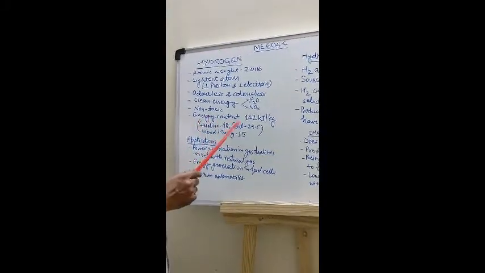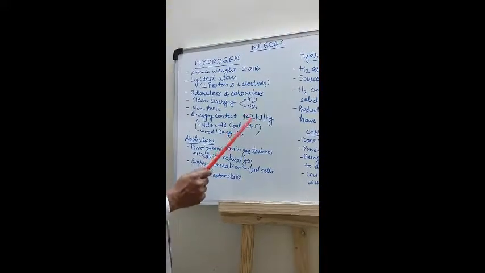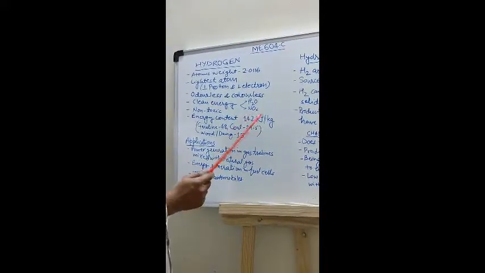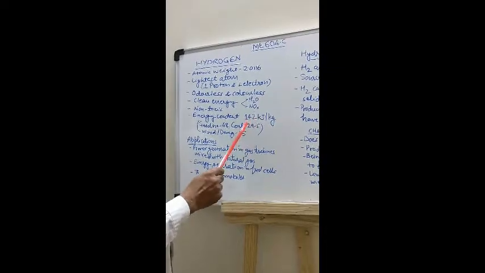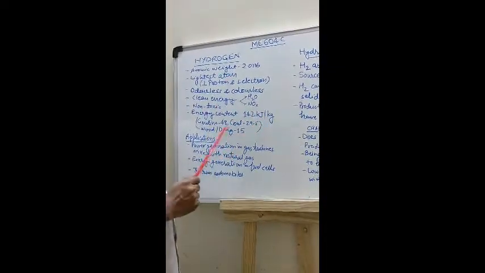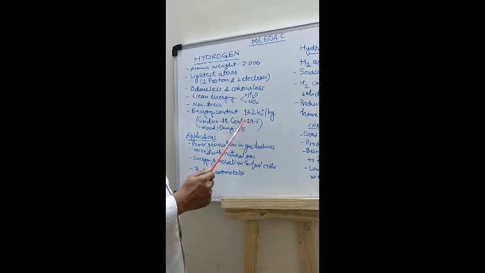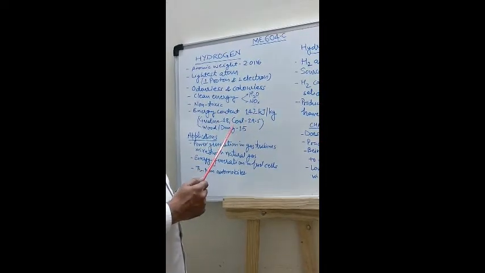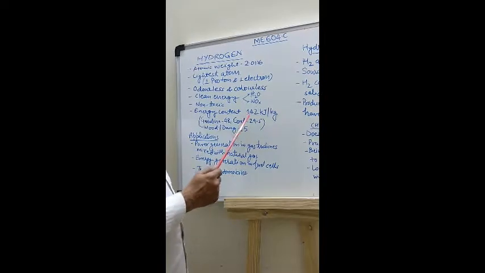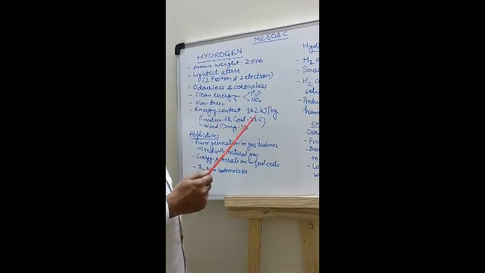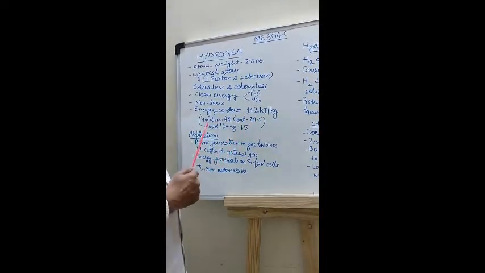It means that when 1 kg of hydrogen is burned, it releases about 140 kilojoule of energy. So this is almost 3 times more than petrol or gasoline, almost 5 times more than coal, and almost 10 times more than wood or cow dung. That means hydrogen has the highest amount of energy content.